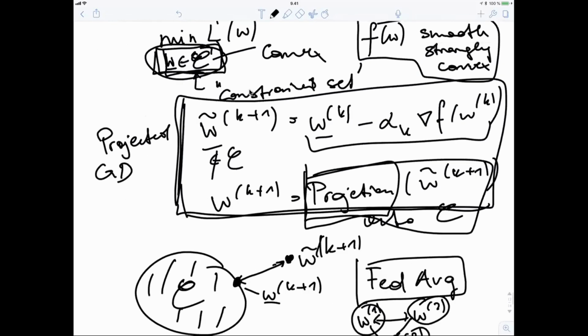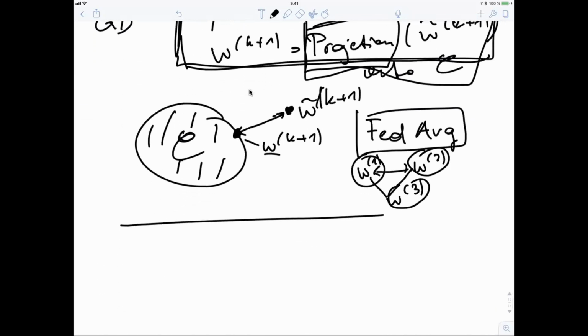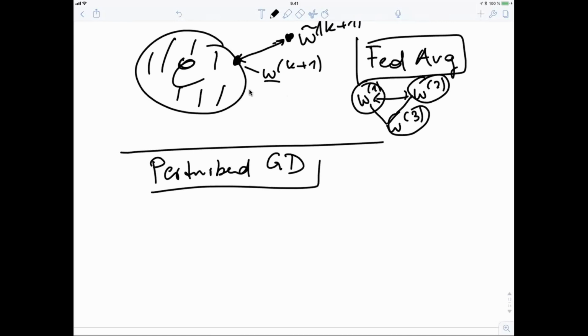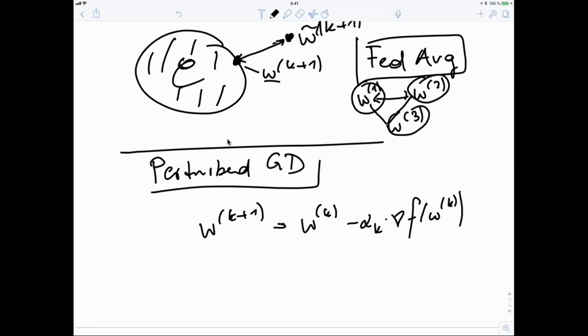Another variant would be perturbed gradient descent. In perturbed gradient descent, we do not compute the gradient update exactly. The exact gradient update step would be w_k, the previous one, minus alpha_k times the gradient, but there is some error term that is always added to this update, the new model weights.